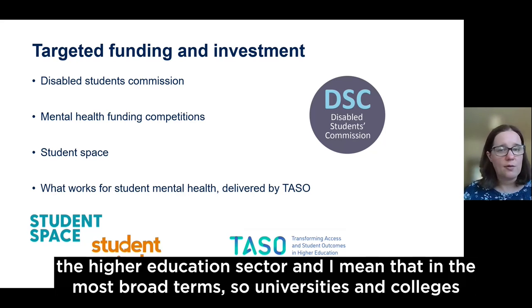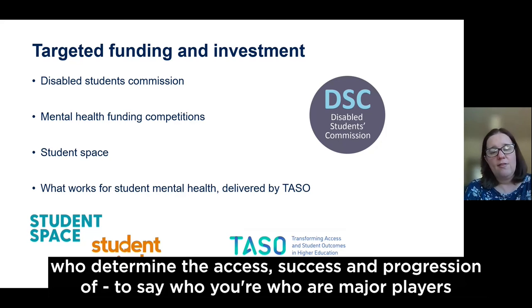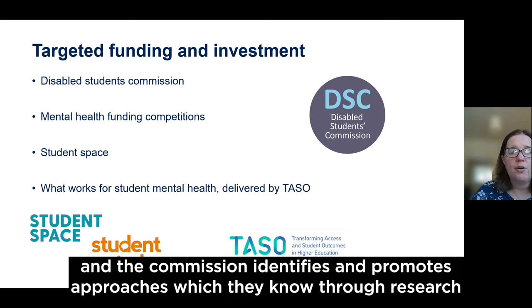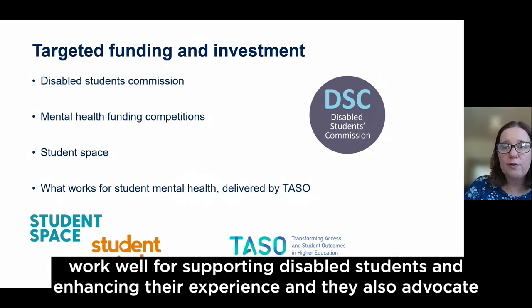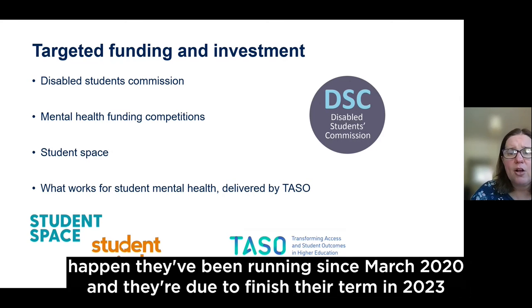So universities and colleges, the government, the OFS, QAA, UCAS. It's working closely with lots and lots of key sector bodies who are major players in, and influences on, the access, success and progression of disabled students. And the Commission identifies and promotes approaches which they know through research work well for supporting disabled students and enhancing their experience. And they also advocate for disabled students. It was set up to provide an independent challenge and to help make change happen. They've been running since March 2020 and they're due to finish their term in 2023.